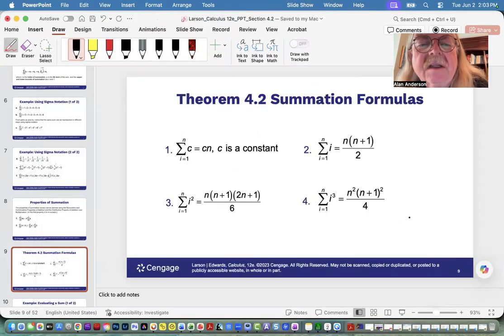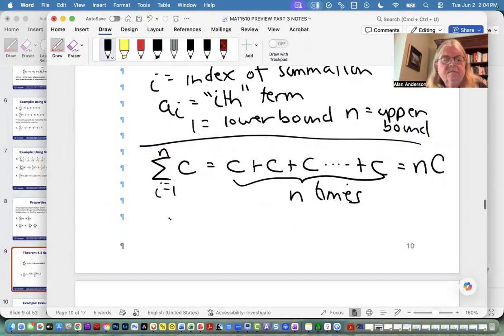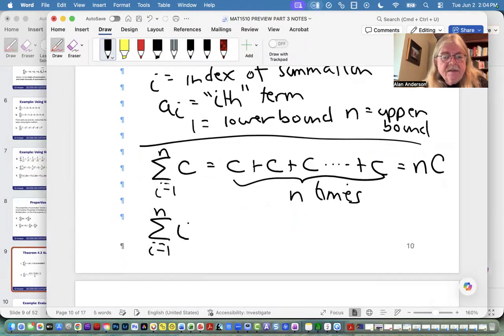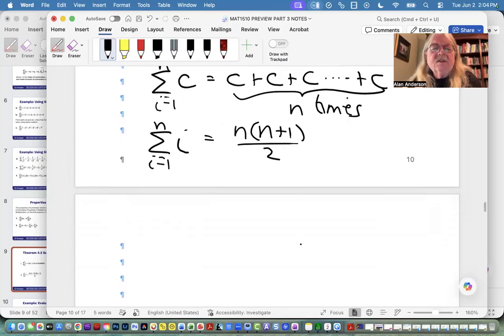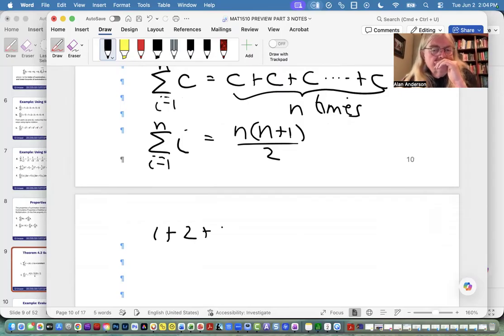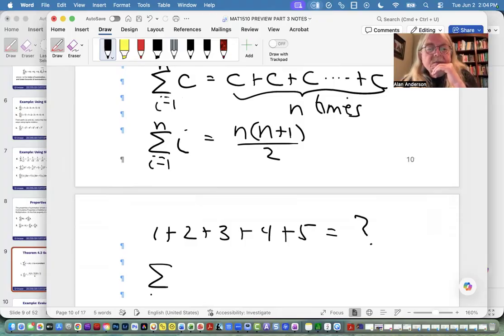Yeah, that's all it is. But look at these. Now, the sum of the first n terms is n(n+1)/2. Interesting. So, in other words, let's say, for example, I'm adding up the first five terms of the natural numbers.